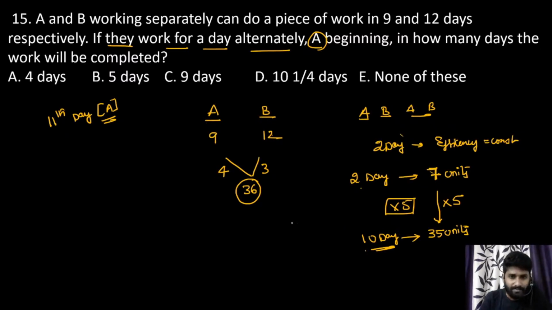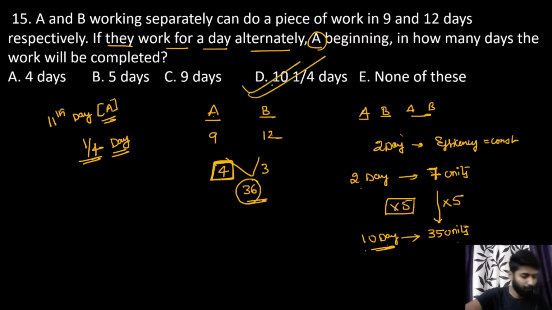Now A can complete 4 units per day. We already completed 35 units, so we have only 1 unit left. A can complete 4 units per day. That is the efficiency of person A. If he wants to complete 1 unit, he takes only 1/4 of a day. The entire work is completed in 10 plus 1/4, so the exact value becomes 10 1/4 days.